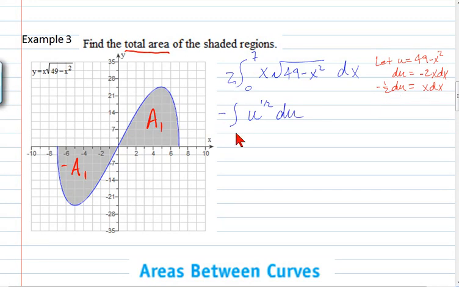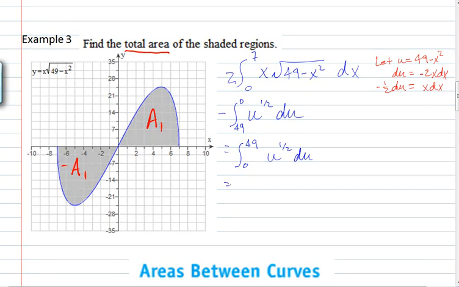What is our lower bound going to be now? We plug in a 0 in place of the x squared. So 49 minus 0 squared is 49. Plug in the 7: 49 minus 7 squared is 0. How do I get that negative off of the integrand? So this is the integral from 0 to 49 of u to the 1/2 du.